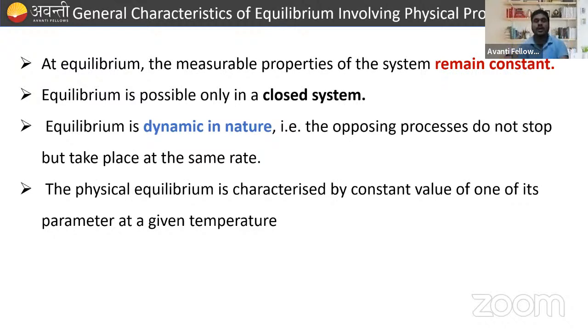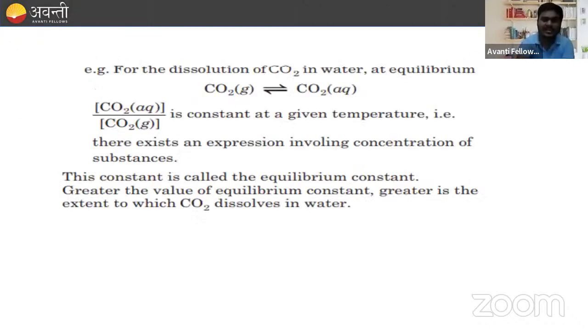Okay, now the physical equilibrium is characterized by the constant value of one of its parameters at a given temperature. Now, for the dissolution of CO2 in water at equilibrium, we can say that CO2, which is in gas form, if you want to dissolve it in water, the ratio of CO2 aqueous to CO2 gas is a constant at a given temperature. That is, there exists an expression involving the concentration of the substances, right? This constant is called the equilibrium constant, and the greater the value of the equilibrium constant, the greater is the extent to which CO2 dissolves in water, right? So this constant is called the equilibrium constant. I hope you understand this. Good, very good.